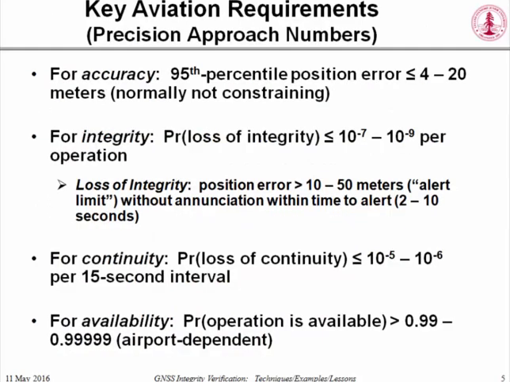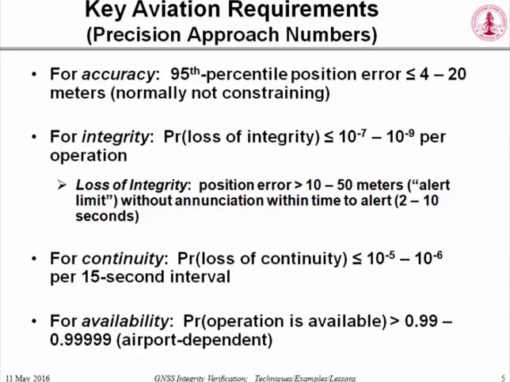Typical requirements for aviation precision approach. For accuracy, we're aiming at a 95 percentile position error on the order of 4 to 20 meters. That's normally not constraining because in order to meet the integrity requirement, we typically automatically meet this requirement. How do we define the integrity requirement? This I'll talk about in more detail.